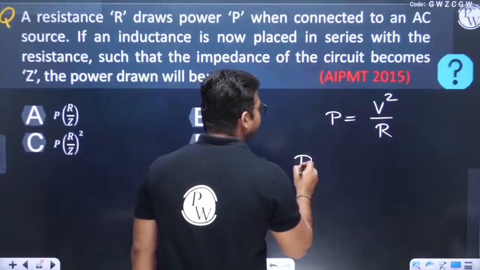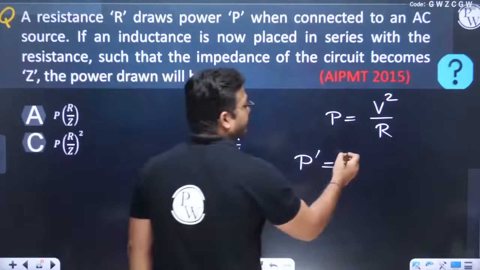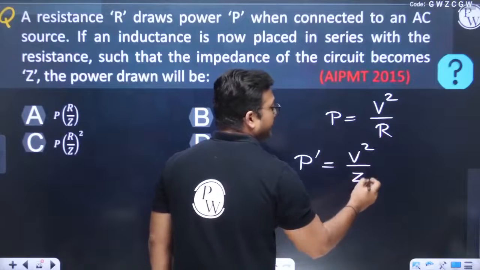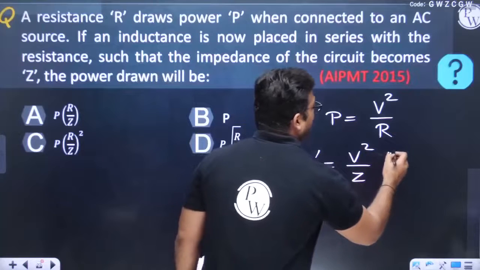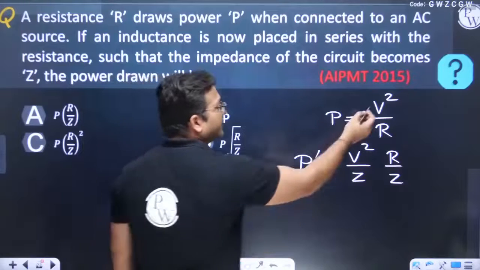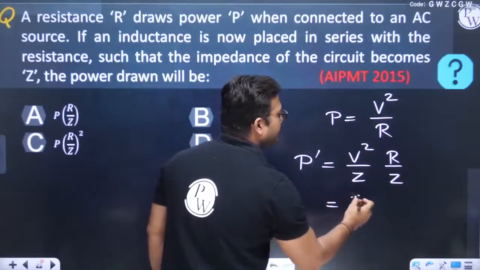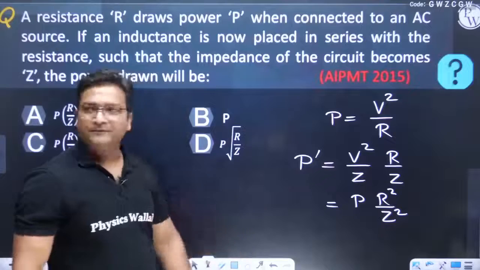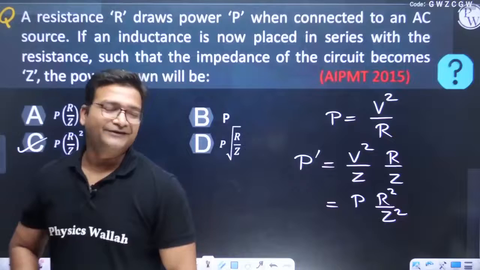But when an inductor is applied, we have the new power as effective voltage square divided by Z and multiplied by cos phi, and cos phi equals R by Z. So this is the new power. But as V square by R is P, we can put V square as P times R here. So it becomes P times R square by Z square. And obviously the third option, or C option, is the correct choice. Okay, over to the next question.